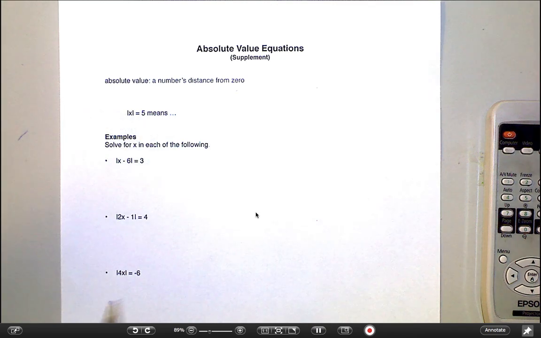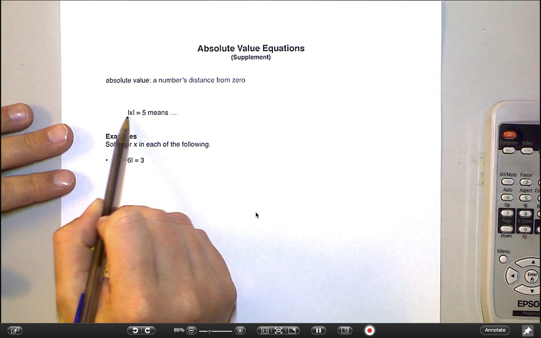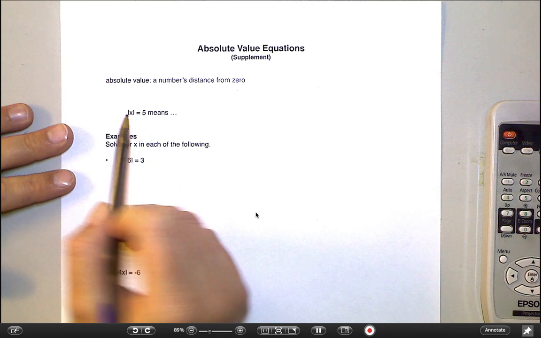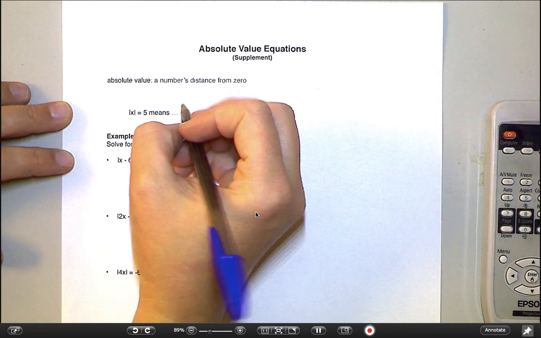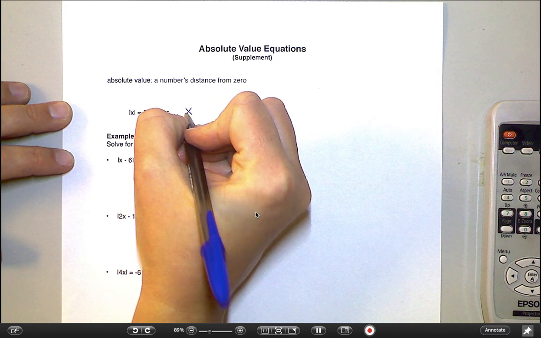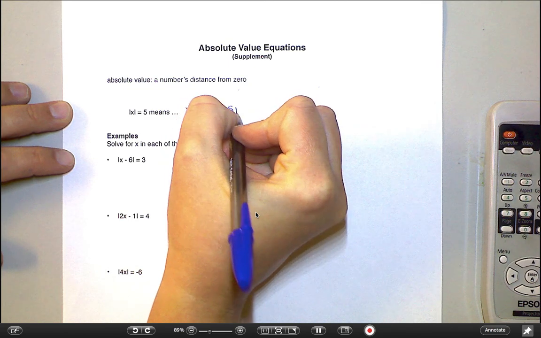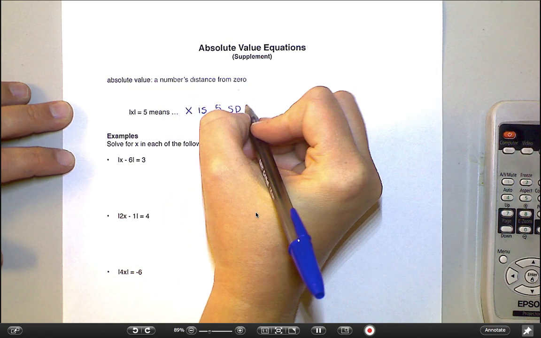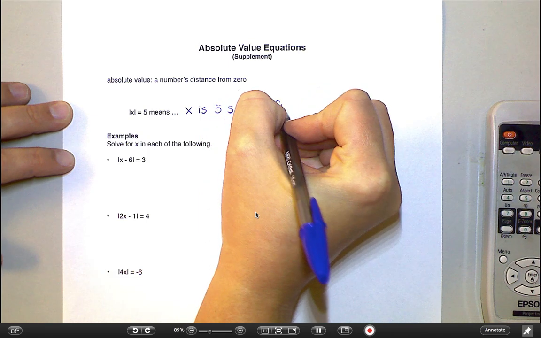But what I want to focus on today is what this kind of expression means. If you have the absolute value of something that's unknown, what does that really mean? Well, in this case, the way this is written, this is saying that x is 5 spaces from 0. That's what it means when I say that the absolute value of x is 5. 5 spaces from 0.